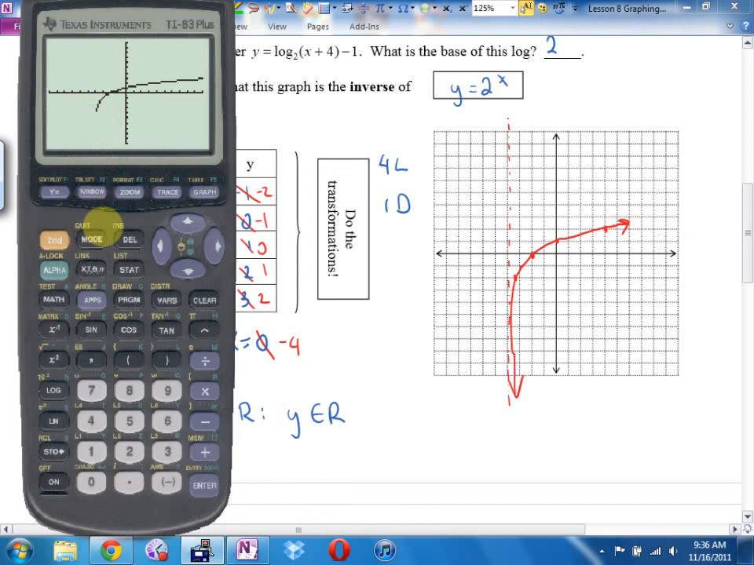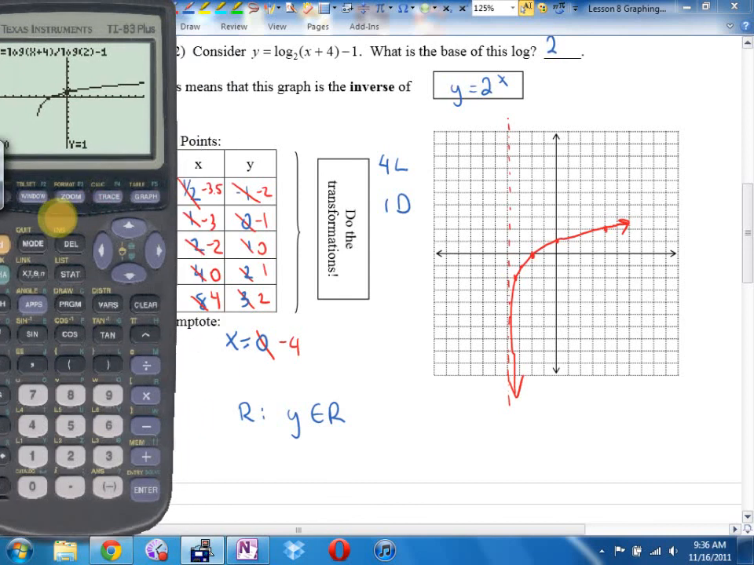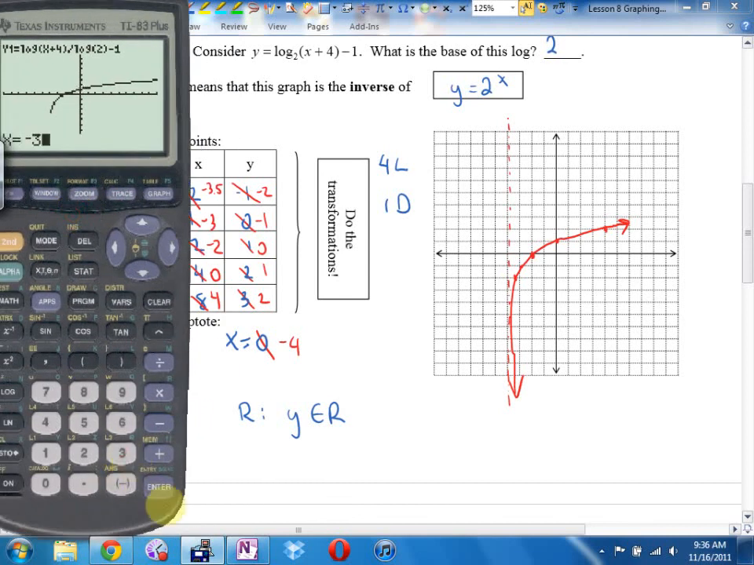Let's check a couple of our points. Press the trace button very firmly. Well, how about negative 3? Negative 3 goes with negative 1? Check. How about negative 2? Negative 2 goes with 0? Check. I'm pretty sure I'm right. Okay. Let's do another one. Example 4.